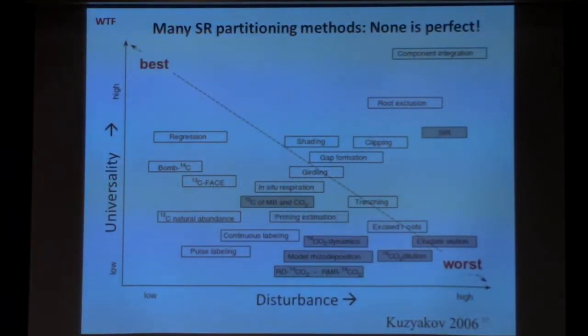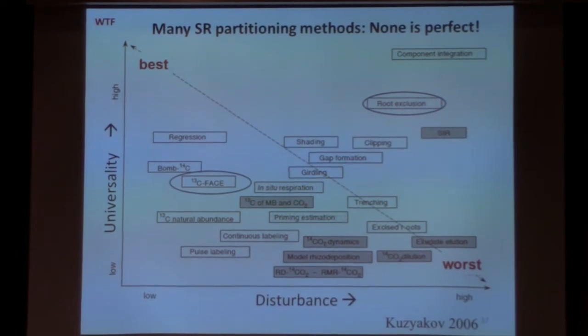This is a kind of busy diagram, but it's explaining a number of different soil respiration partitioning methods. There are a lot of different methods. Of course, we want the one that's the most universal and causes the least disturbance, but there is nothing up in that corner. We try to avoid this corner, most disturbance and least universality. C13 of free air CO2 enrichment is in this less disturbance zone, with maybe medium universality, whereas root exclusion, where we just kill the plants, is in this higher disturbance but higher universality zone.